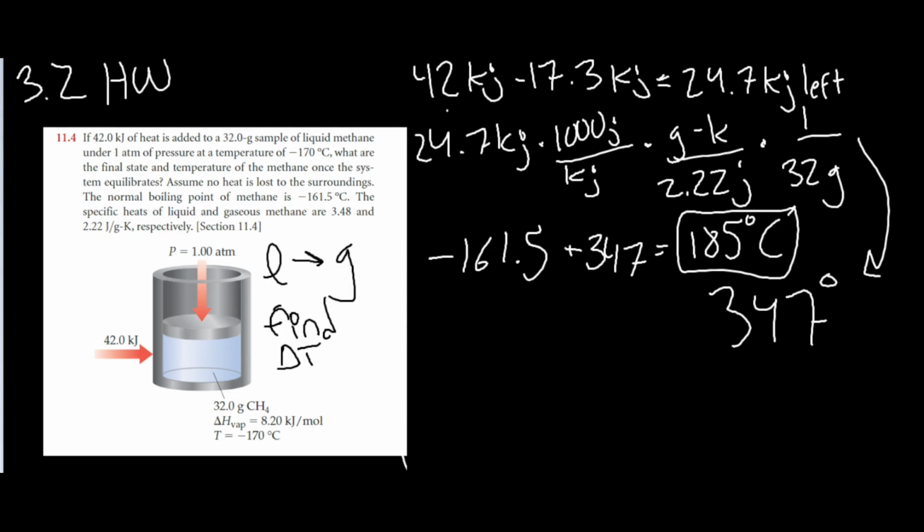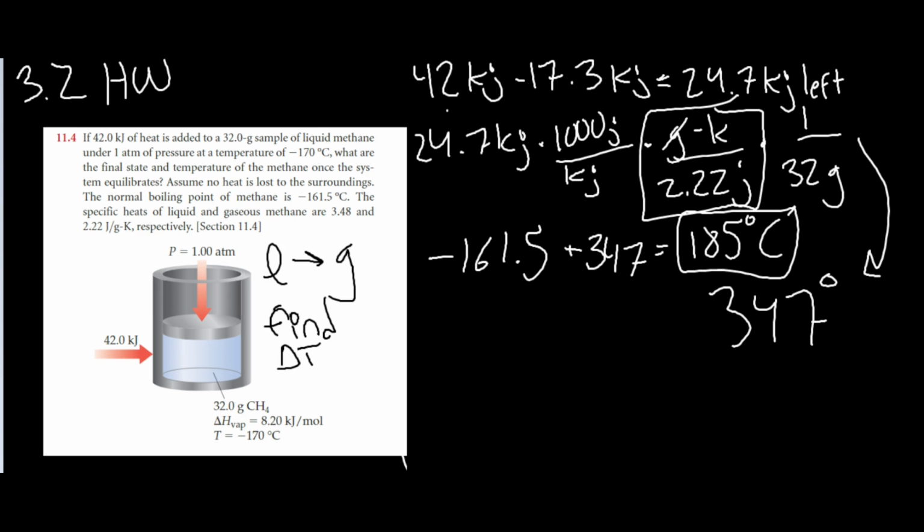And then after we get our energy, we just subtract our total energy from the energy to convert or transition. So we do 42 minus 17.3, and we get 24.7 kilojoules left. And then we go in and calculate our energy using our specific heat of gaseous methane, which is 2.22. And then my thought process was going from kilojoules to joules, and then converting using the specific heat right here.